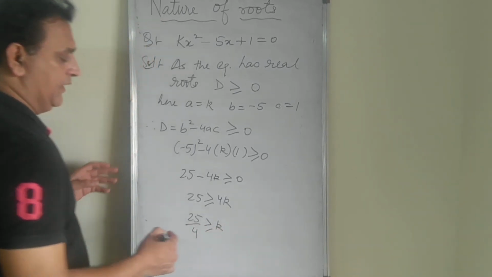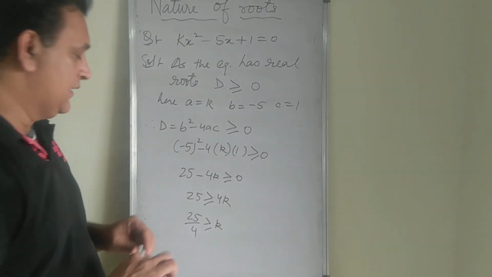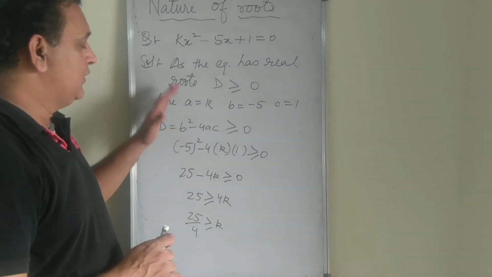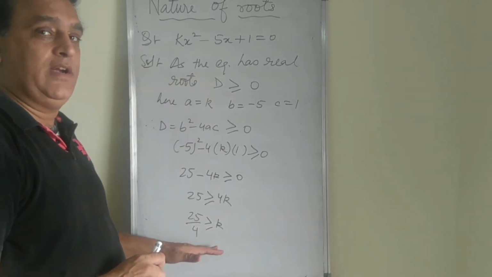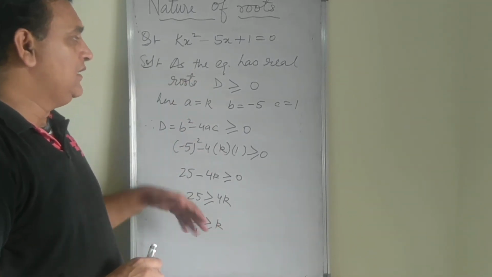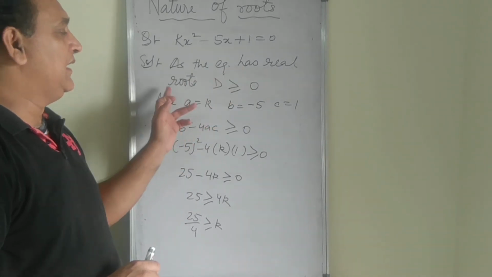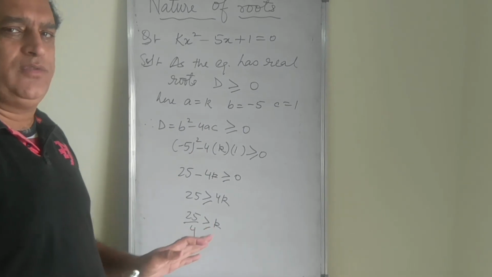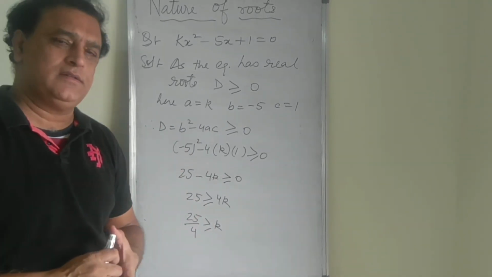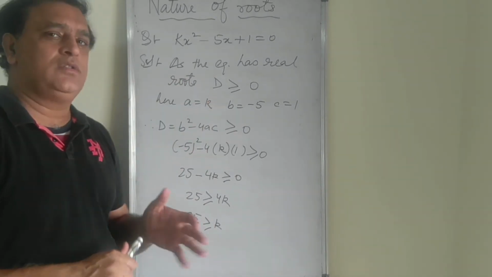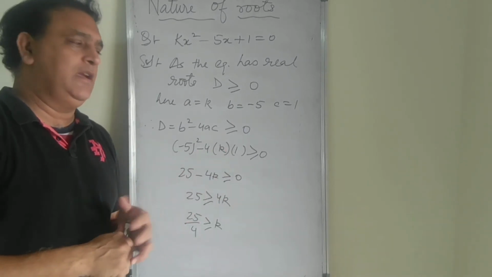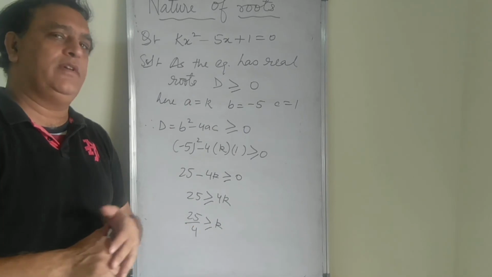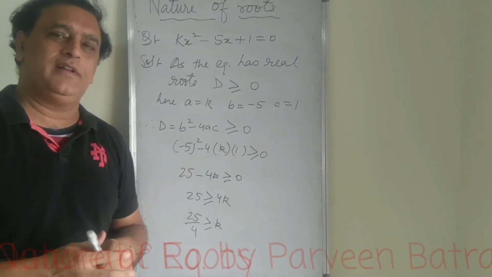So this is the value of k we got. So k is less than or equal to 25 by 4. That satisfies the condition, and that is why we have to calculate till here. In some questions they will say the roots are real and equal. Then we will only take D equal to 0 and solve for the value of k in the same method. So this is how we find the nature of roots, the three different types which we have learned, and using that how to find the value of k or p or whatever alphabet is given.